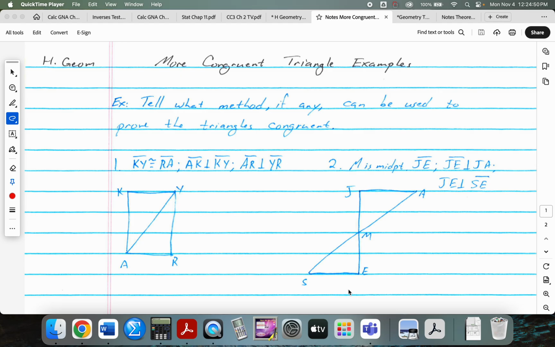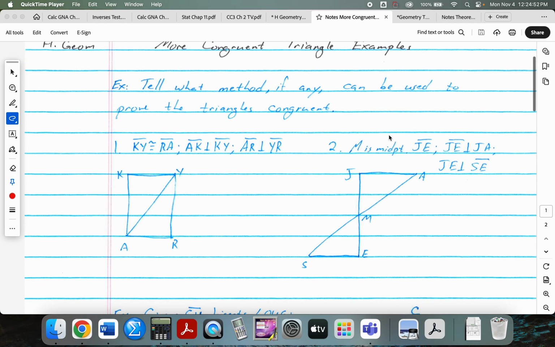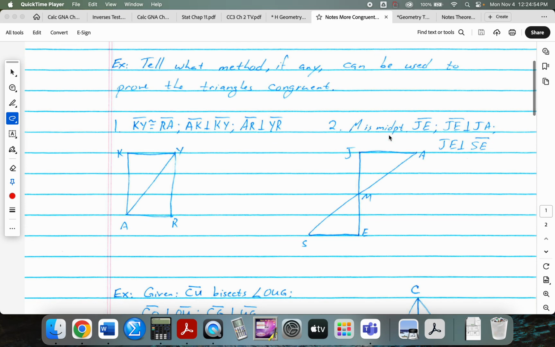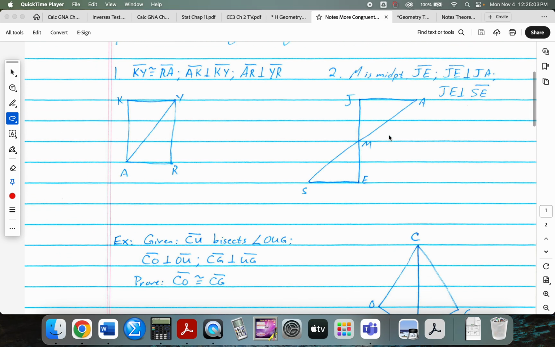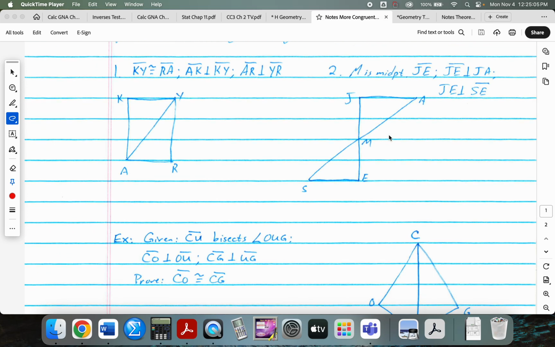All right, so we're just going to do some examples today, and then you'll have a worksheet for your assignment. So here, tell what method, if any, can be used to prove the triangles congruent. This is just a chance for you to not have to do the entire proof. You're just going to mark what's given, add anything that you know you can add to the diagram, say how you would prove the triangles congruent. It's a lot shorter than having to do an entire proof.